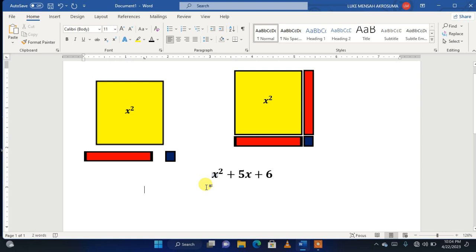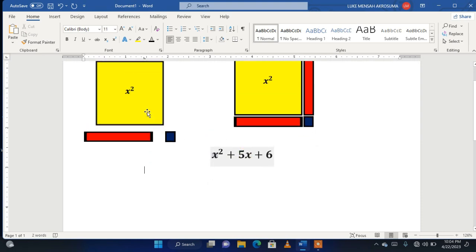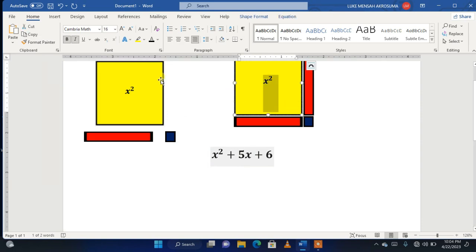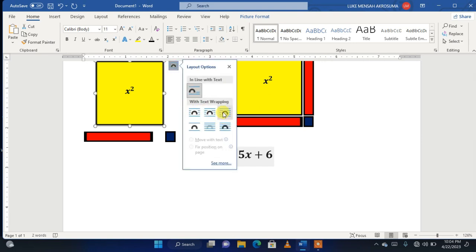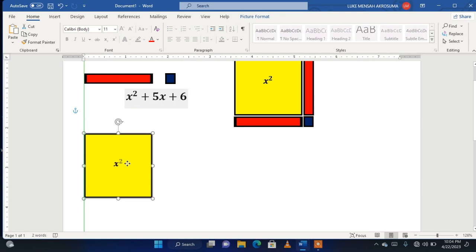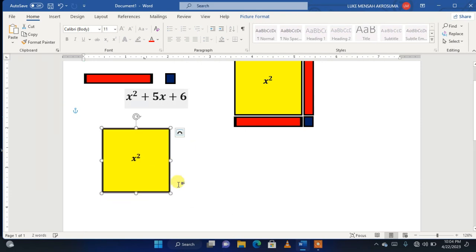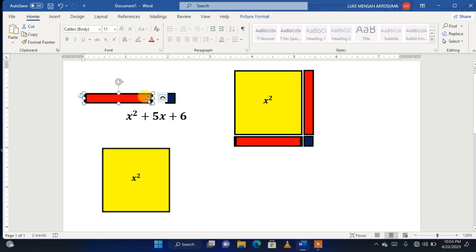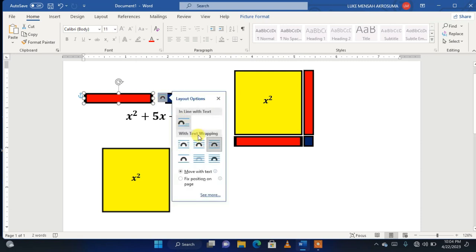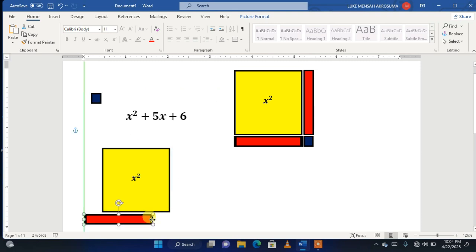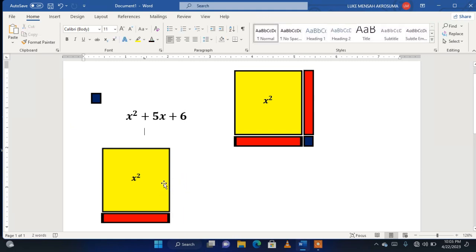So we would need to form a rectangle that consists of all these. Now note that we have one x squared tile present here, which we can make use of. Next, we need 5 of the x tiles. We can easily borrow this one. Note that the attempt is to form a rectangle, then read the factors from the rectangle that has been formed.